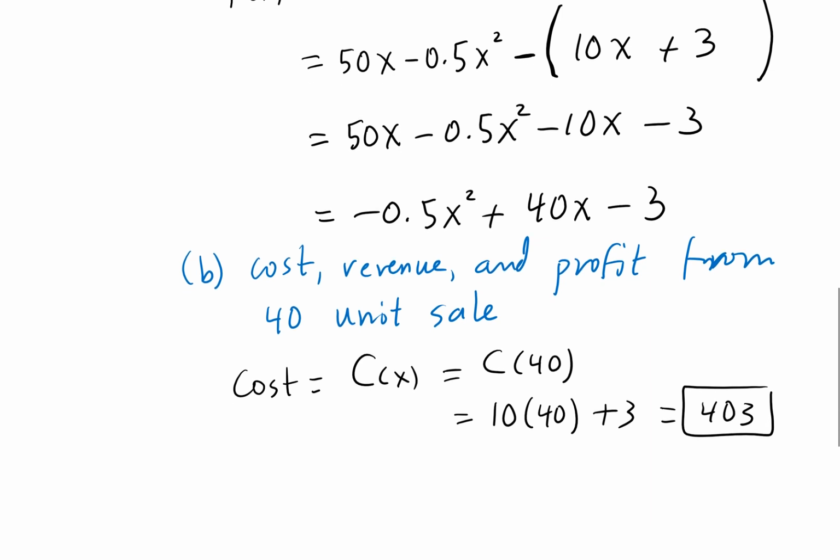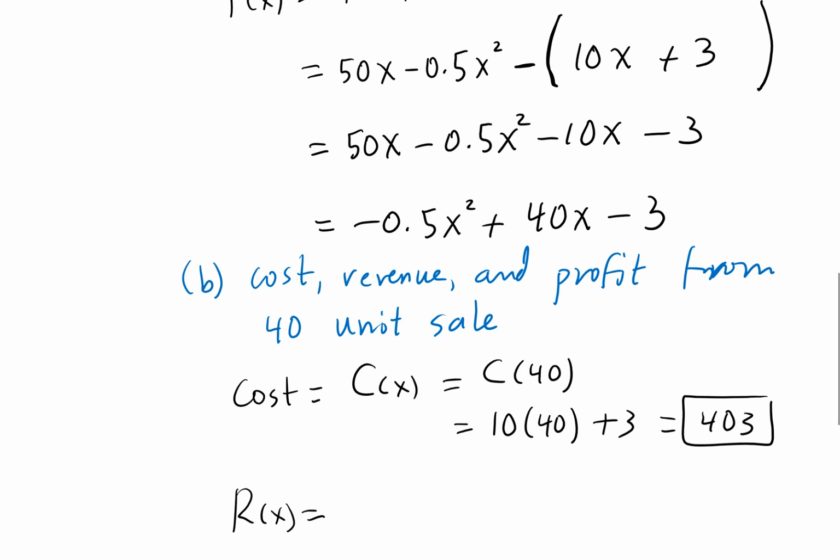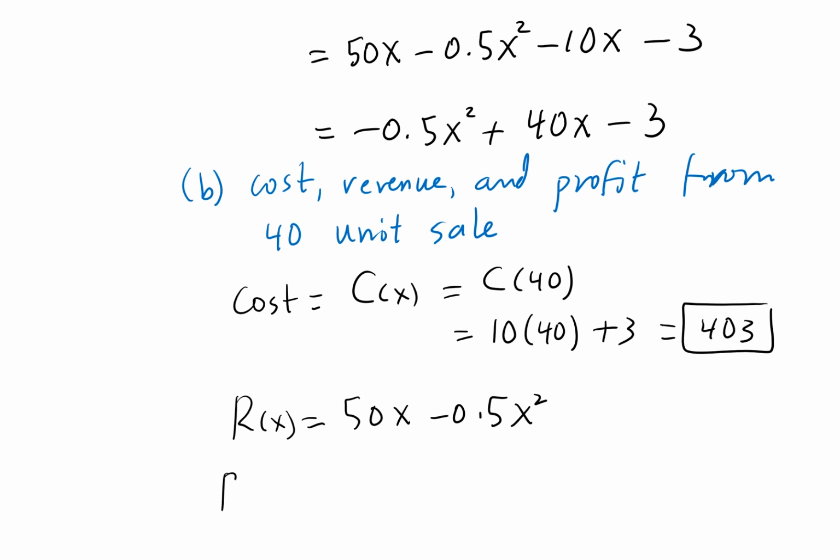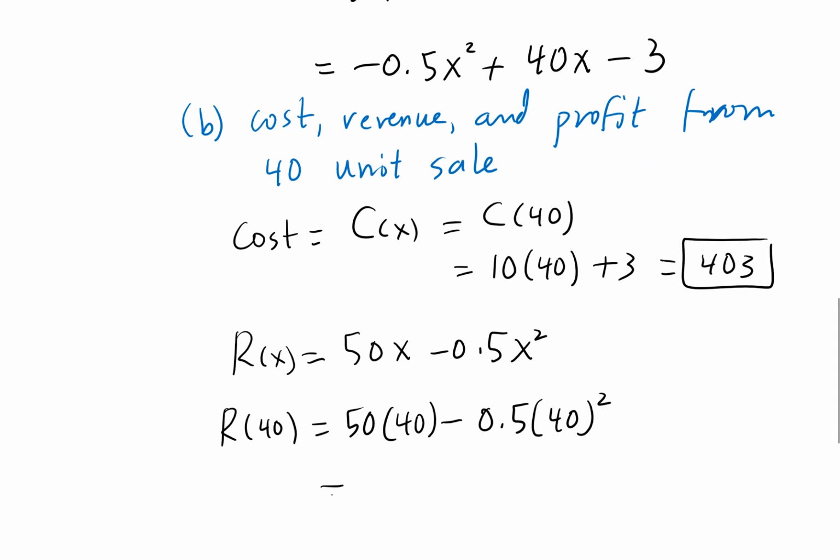If you try the revenue, R of x was 50x minus 0.5x squared. All you have to do is substitute 40. 50 times 40 minus 0.5 times 40 squared. And that gave me 1200.